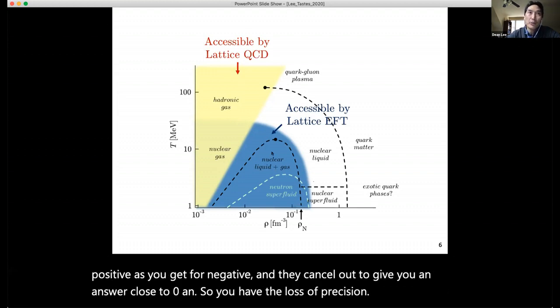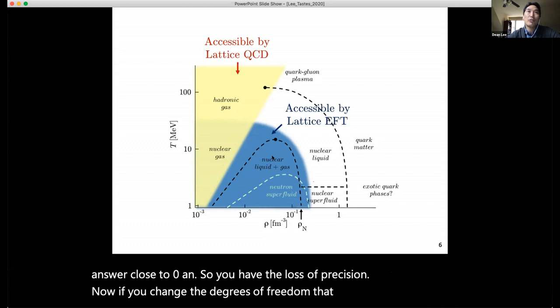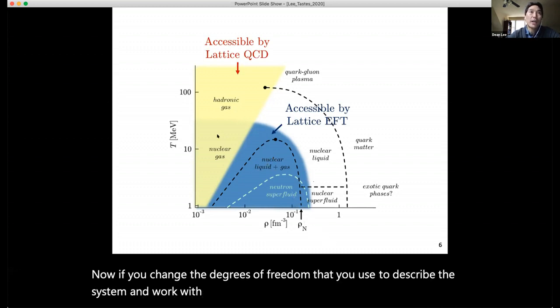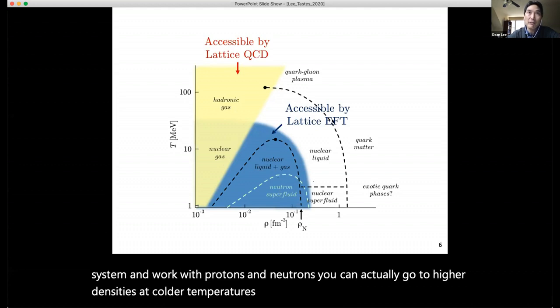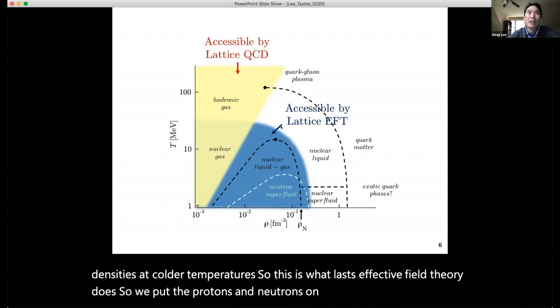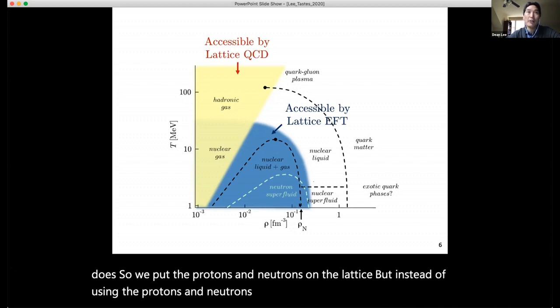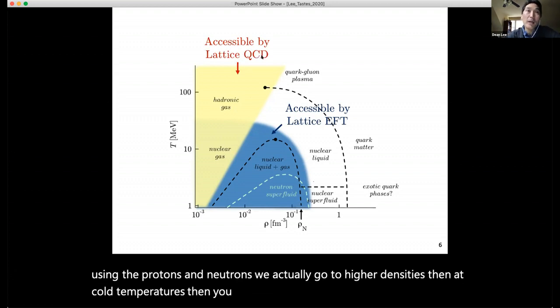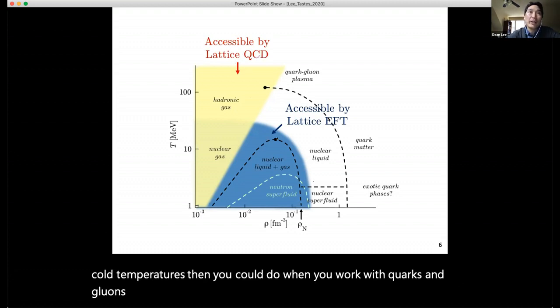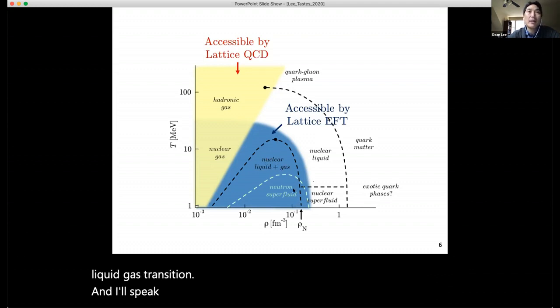Now, if you change the degrees of freedom that you use to describe the system and work with protons and neutrons, you can actually go to higher densities at colder temperatures. This is what lattice effective field theory does. By putting the protons and neutrons on the lattice, we can go to higher densities at cold temperatures than you could when working with quarks and gluons. Here you can look at the liquid-gas transition, which I'll speak about today, and you can also look at neutron superfluids and other things.